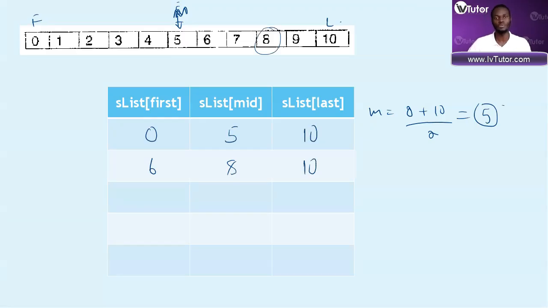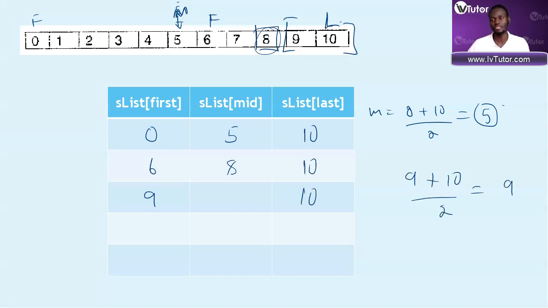So your first was here, your last is here. And since this was your mid item, now your first should be here because you want to focus on this array. So your first becomes mid plus 1, which means it becomes 9. Your last is still 10. So you're going 9 plus 10 over 2, you get 19.